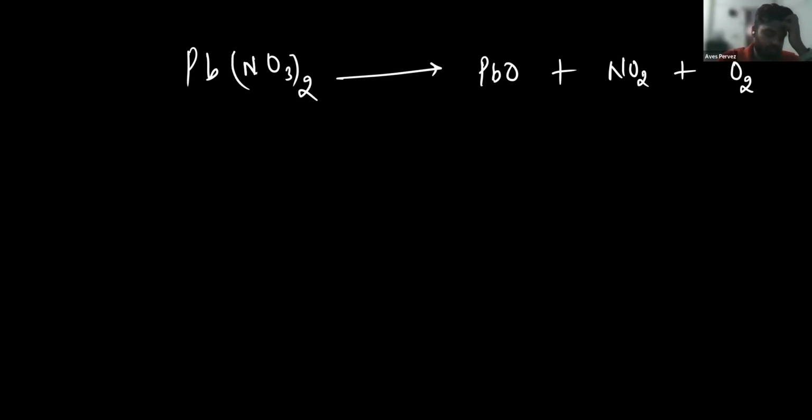Have you done? Yes, sir. So what did you get? 2 Pb(NO3)2 gives 2 PbO plus 4 NO2 plus O2.